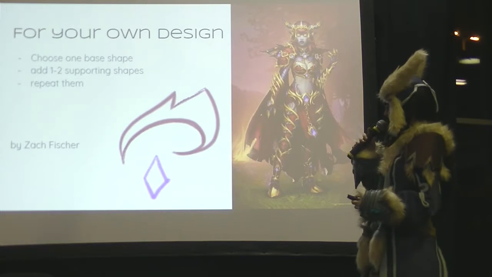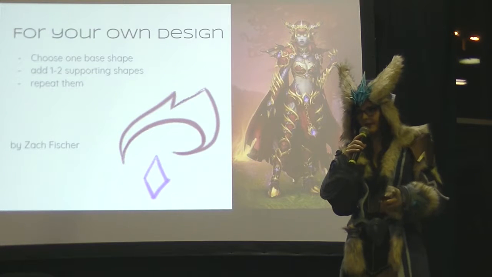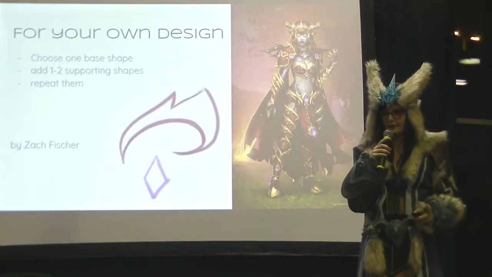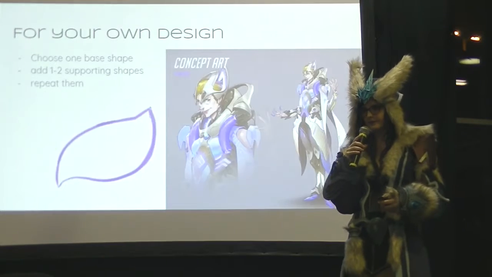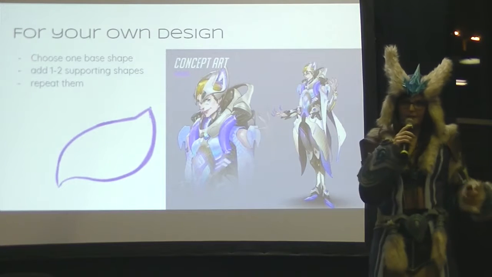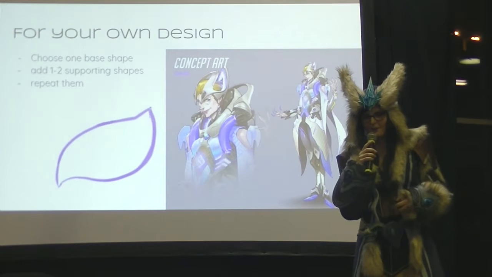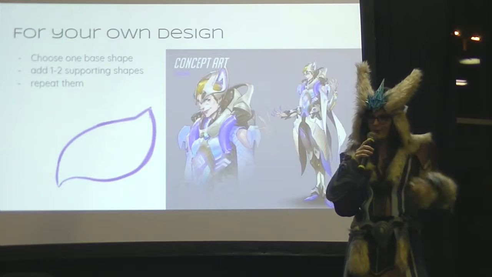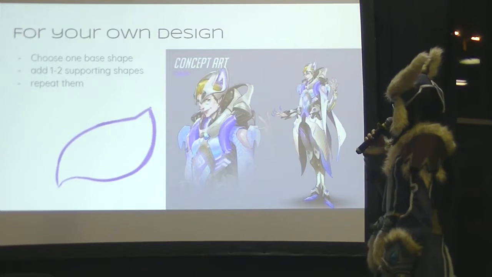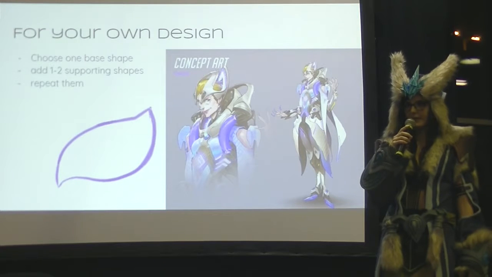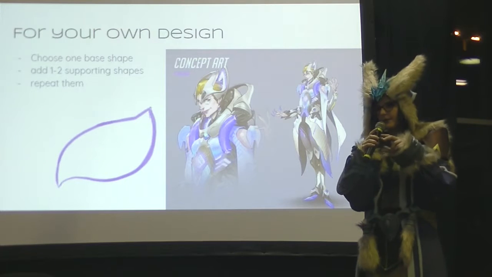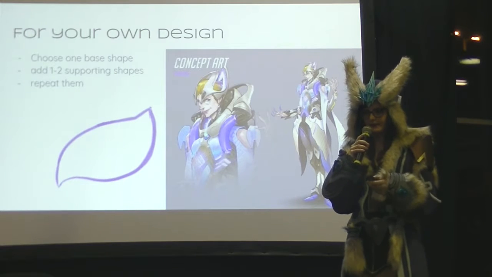And I have another design by Zach Fisher here for the same character, and you see that the shapes he's using are still the same. And I have another Overwatch example, because Overwatch basically follows most of the character design rules anyway. When you see the shape on the left, you can use it like a stamp and put it into the design of Moira's armor again and again and again.